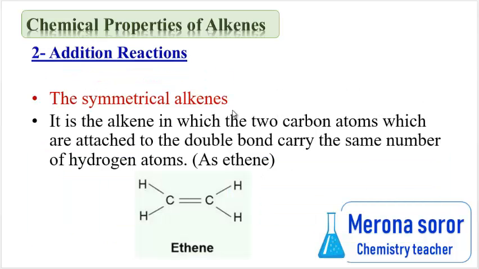The symmetrical alkene is the alkene in which the two carbon atoms attached to the double bond carry the same number of hydrogen atoms, such as ethene. Ethene contains one double bond between two carbon atoms, each one connected with two hydrogen atoms.